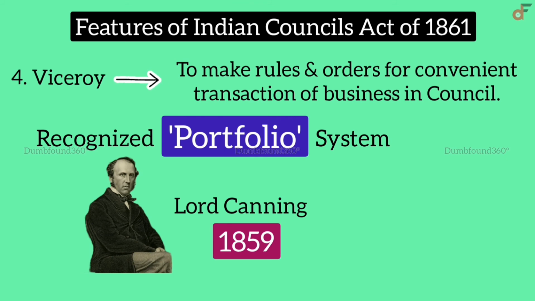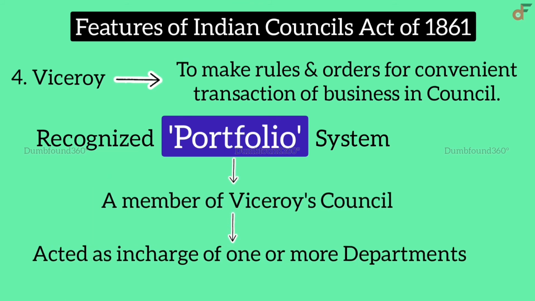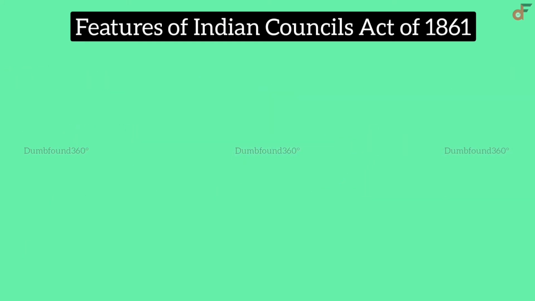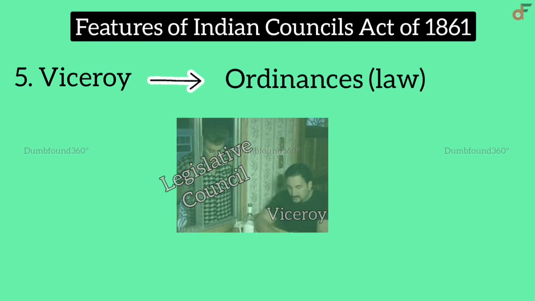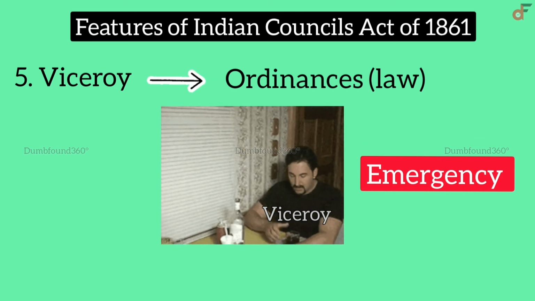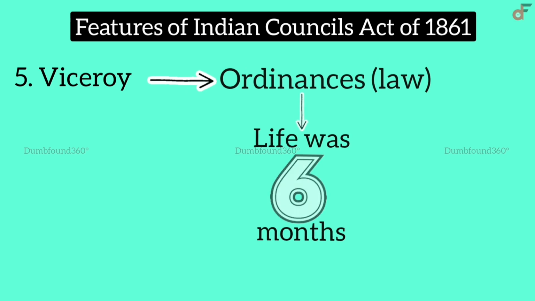Under this, a member of the Viceroy's Council was made in charge of one or more departments of the government and was thus authorized to issue final orders on behalf of the Council on matters of his departments. 5. It empowered the Viceroy to issue ordinances without the concurrence of the Legislative Council during an emergency. The life of such an ordinance was 6 months.